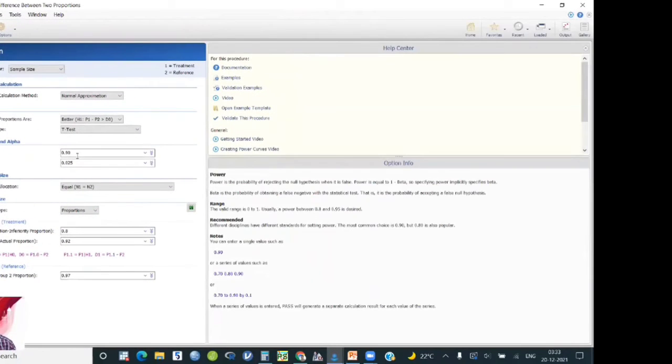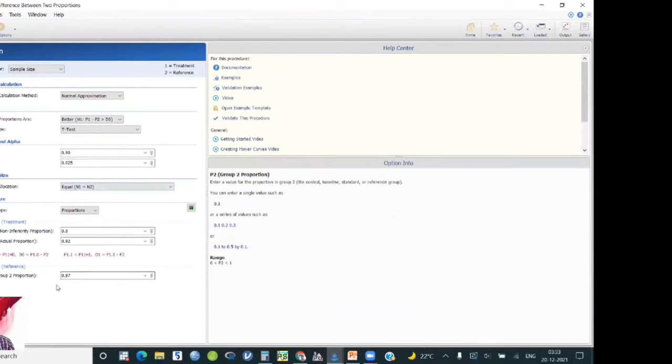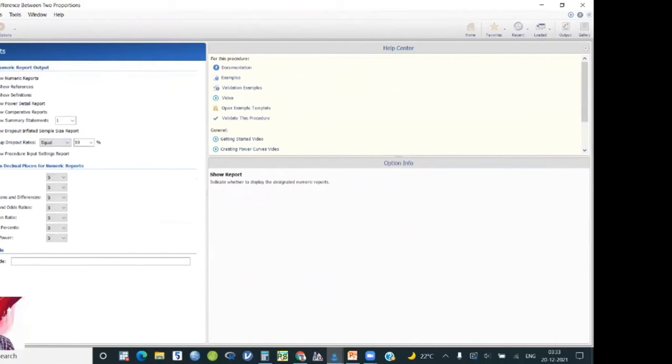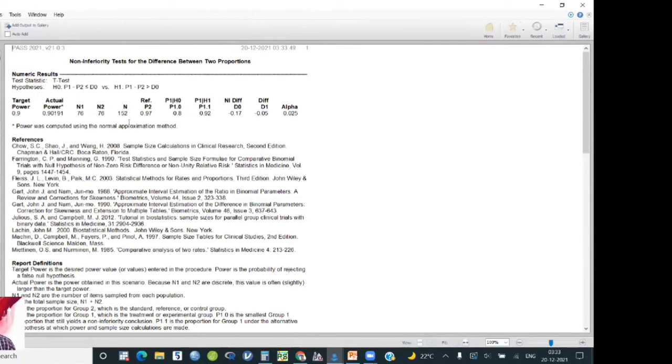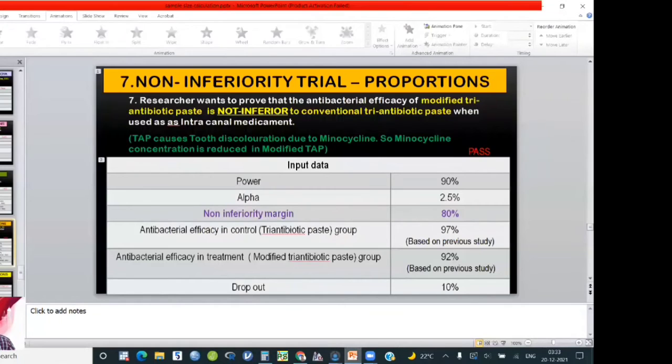So what is the design here? 90% power, 0.025. The success rate in triantibiotic paste is 97%. Actual success rate in modified paste is 90%. But the non-inferiority margin we want to choose is 80%. And the dropout is 10%. Let us calculate the sample size. So 76, 76, 152. And accounting for the dropout, we need at least 85 per group, 85 per group to prove that modified triantibiotic paste is not inferior to your conventional triantibiotic paste. Okay.